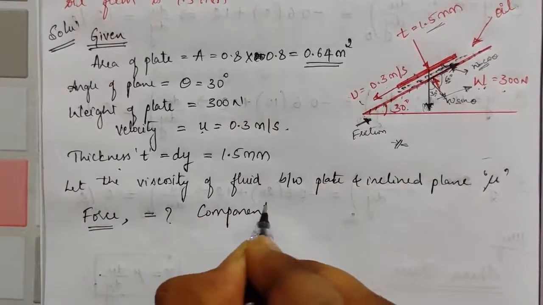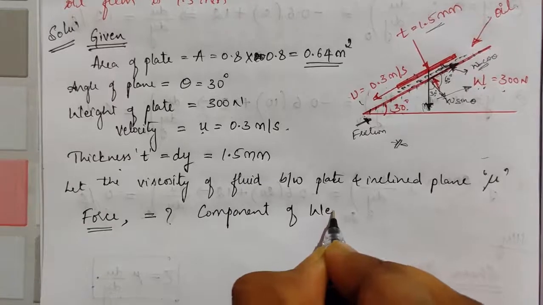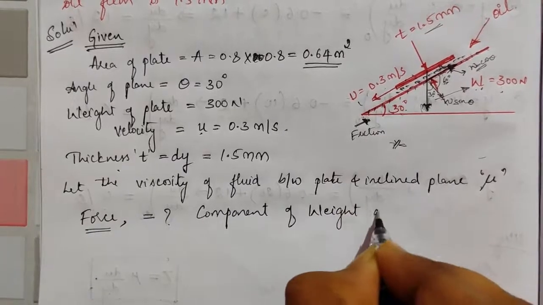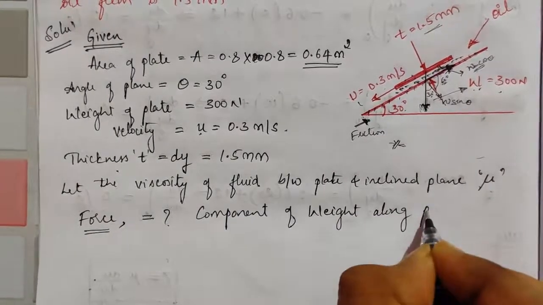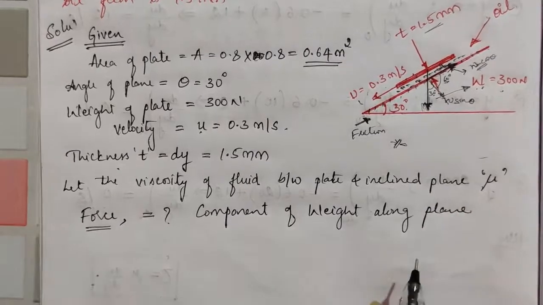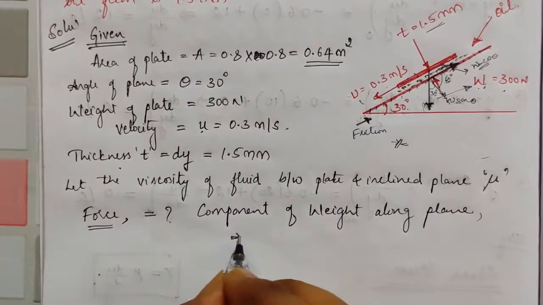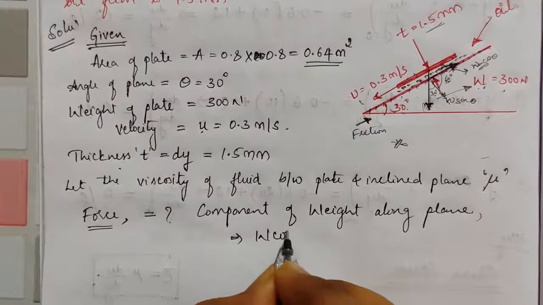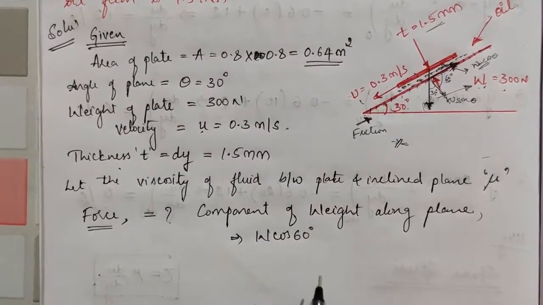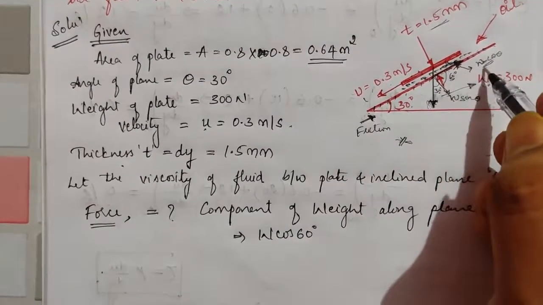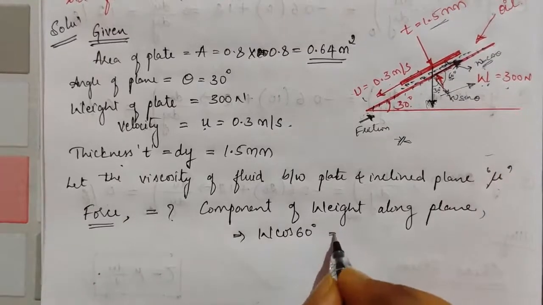Component of weight along the plane. What is that? It is nothing but W cos 60 degree. So the component along the plate is W cos 60 degree.